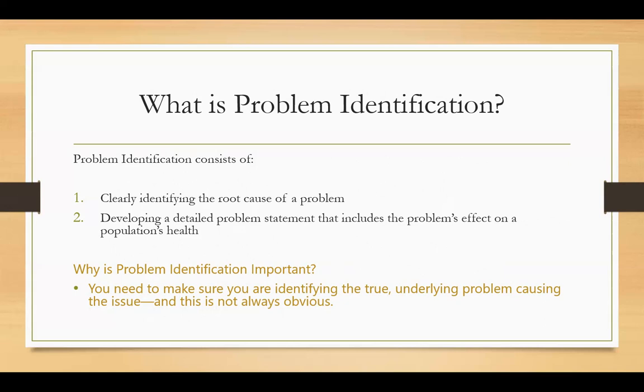Okay? You may actually want to look more professional. For example, you may create a policy dealing with what the department will wear. So it's actually going through and figuring out what your policy is actually going to address. What problem are you addressing? Why is problem identification important? You need to make sure that you're identifying the true underlying problem causing the issue. Because sometimes it's just not obvious. Sometimes we have our own view on things and we don't quite understand what's really going on.